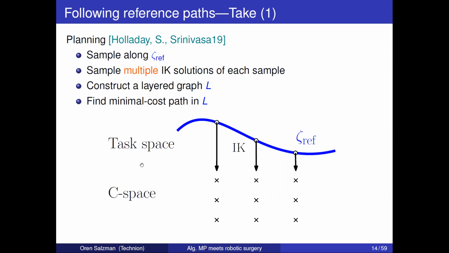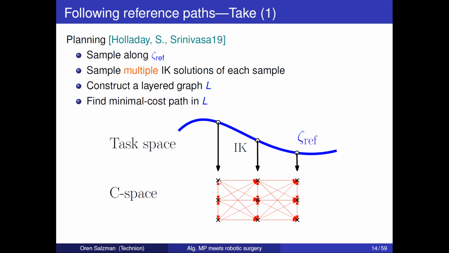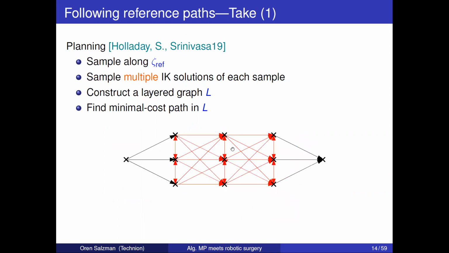And then kind of the natural thing to do is create a layered graph. So in a layered graph, every point corresponding to the same task space point is going to be connected. So we have these layers corresponding to points on the reference path. And then we're going to connect every point in each layer to the point in the following layer. And then we can find a minimal cost path in this layered graph.